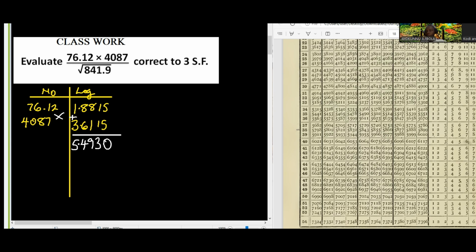Now we want to divide by the number at the bottom. The number at the bottom has a square root. So that is the only one we're going to divide, because when you have a square root, you divide by 2. When you have a cube root, you divide by 3 in logarithm, and so on.